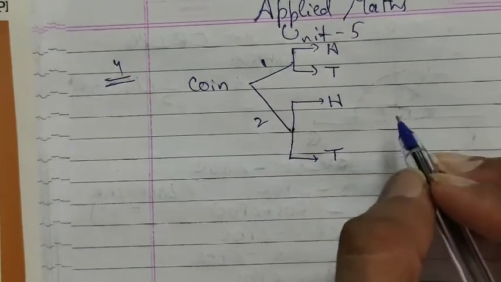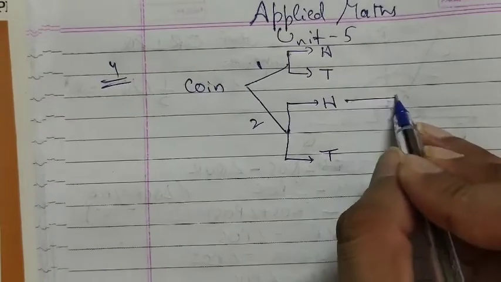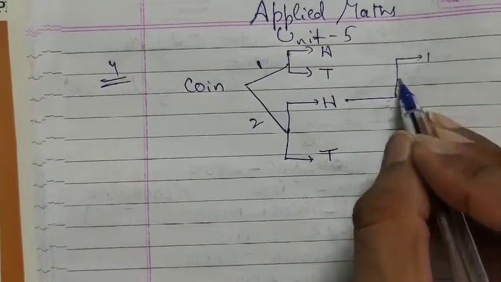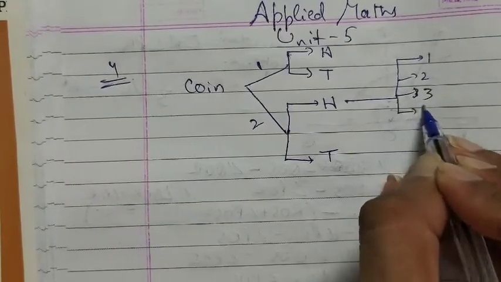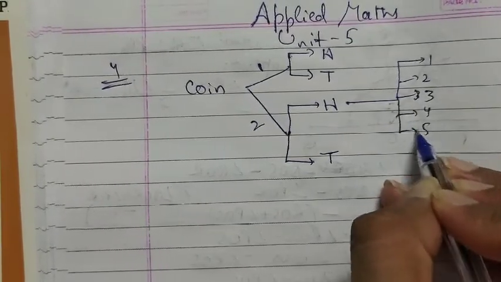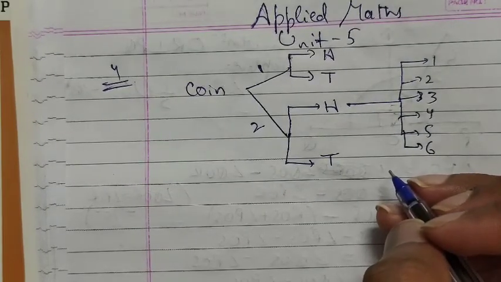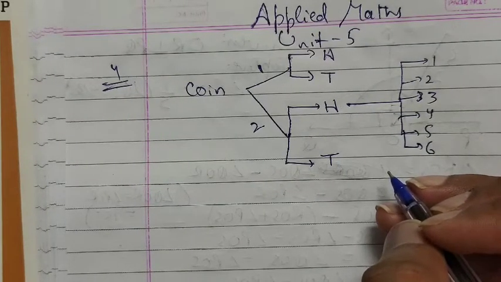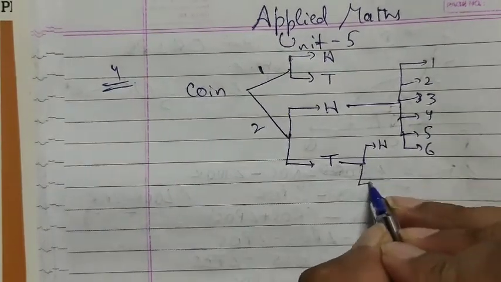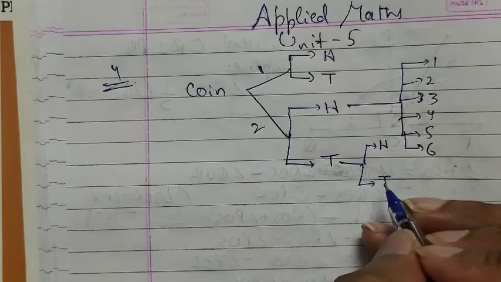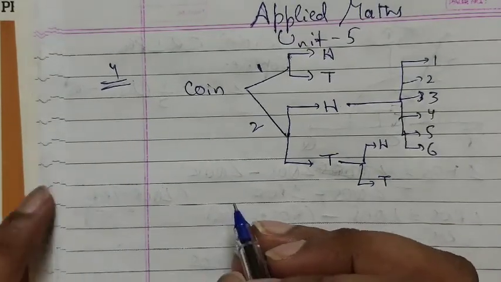So if the second throw results in head, a die is thrown: 1, 2, 3, 4, 5, 6. If it is a tail, a coin is tossed, so again head or tail. So what is the sample space? We have to write the sample space.